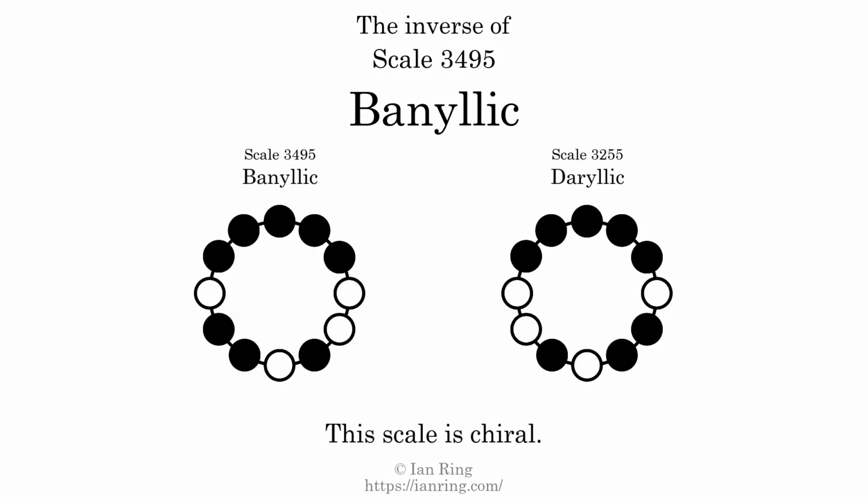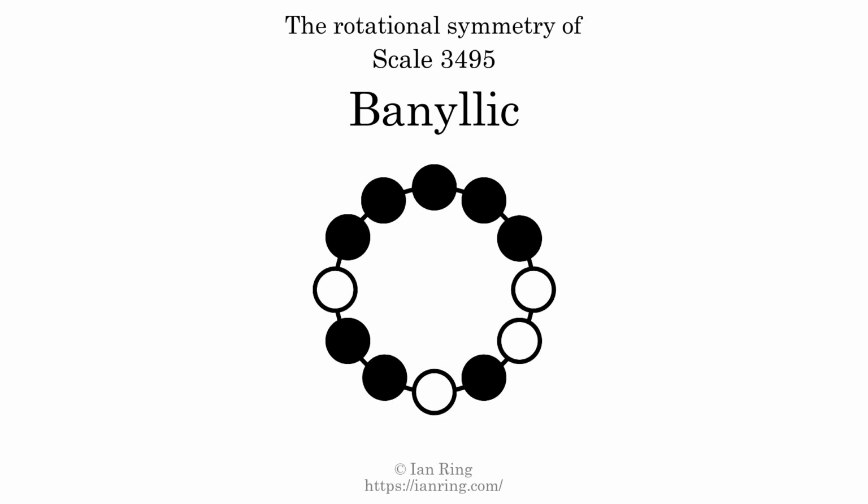The inverse of a scale is a mirror image. It is what you get when the sequence of intervals is reversed. The inverse of this scale is scale 3255, also known as Dirichlet. This scale is chiral. It cannot transform into its inverse by rotational transformation. This scale has no rotational symmetry.